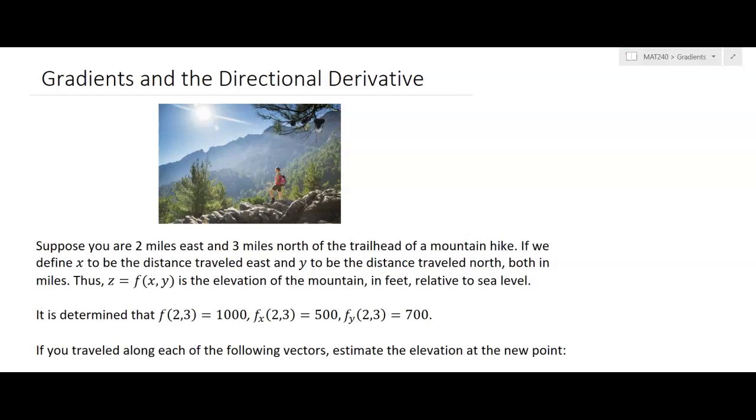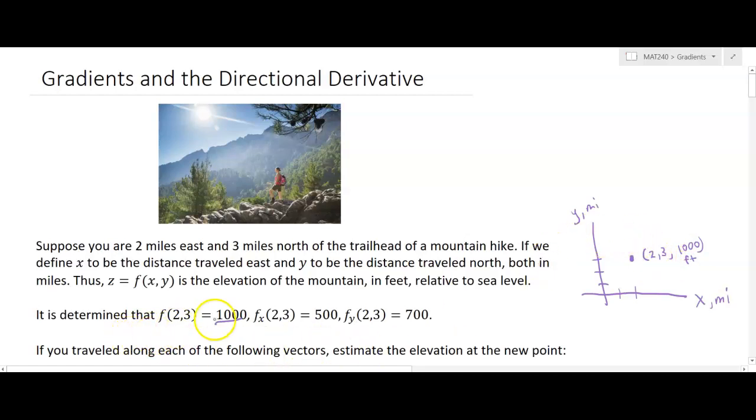So first of all, let's visualize what we have. We have our x and y axes, which represent the distance that we've hiked, represented in miles. And here we are at a point located 2 miles east and 3 miles north of the trailhead. Our elevation at this point (2, 3) is given right here as 1,000 feet. So where we stand right now, the elevation is 1,000 feet.